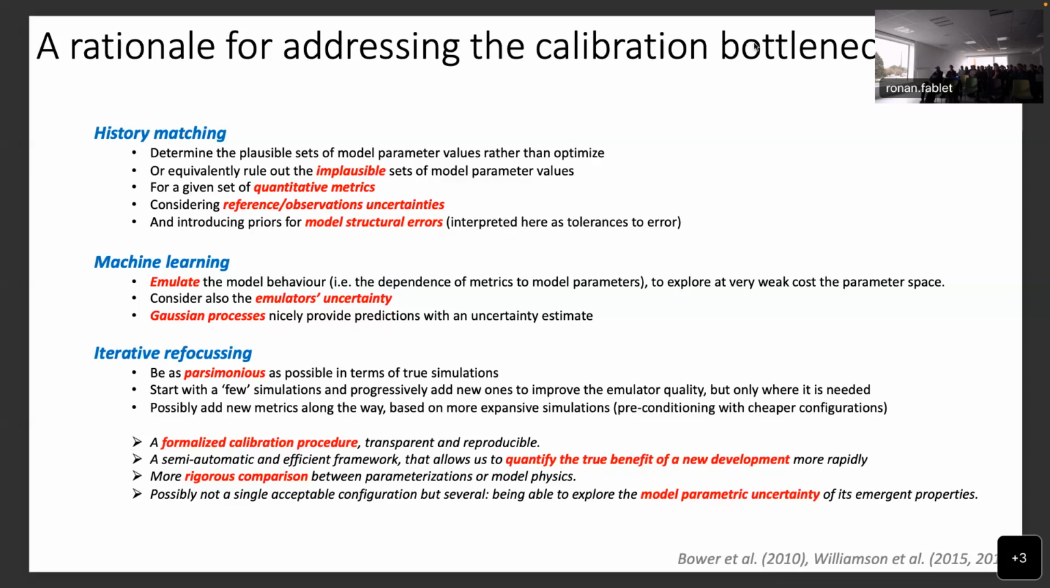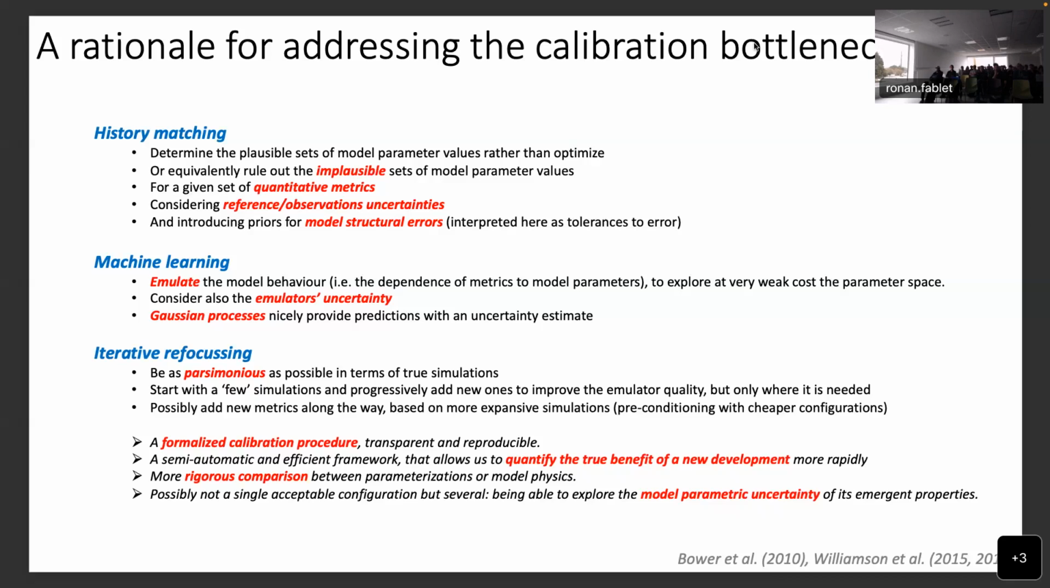So in the end, I will try to show you in the rest of this talk that we have a formalized calibration procedure, which is transparent and reproducible. That was not really the case when we did it manually. It was really dependent on the person doing the job. We have a semi-automatic and efficient framework, which allows us to quantify the true benefit of a new development more rapidly. We can do more rigorous comparison between parameterization and model physics in terms of behavior in the full system.